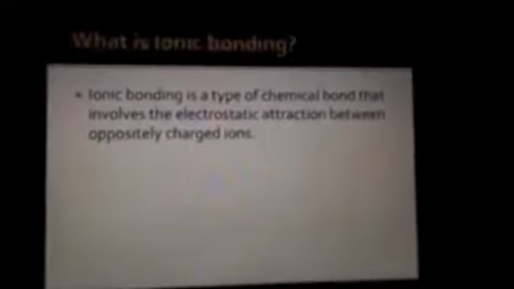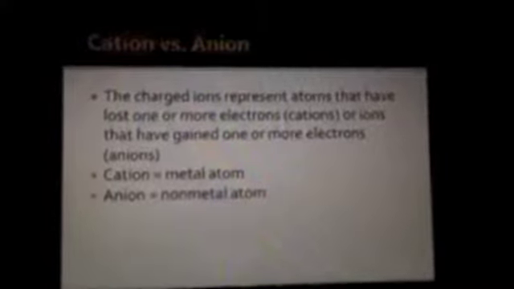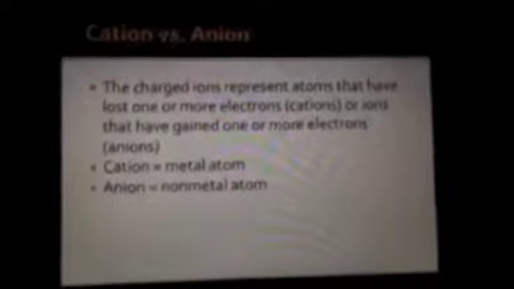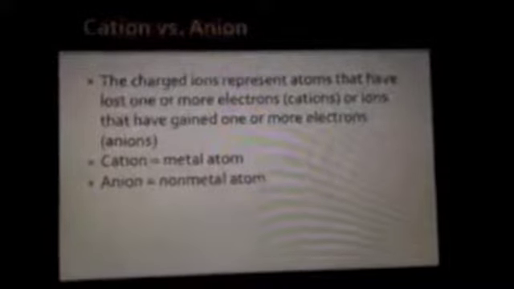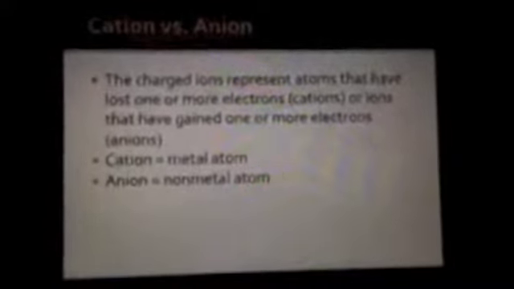Today I'm going to be talking about ionic bonding. What is ionic bonding? Ionic bonding is a type of chemical bond that involves electrostatic attraction between oppositely charged ions. The charged ions represent atoms that have lost one or more electrons, which are cations, or ions that have gained one or more electrons, which are anions. Cations are metal atoms, and anions are nonmetal atoms.